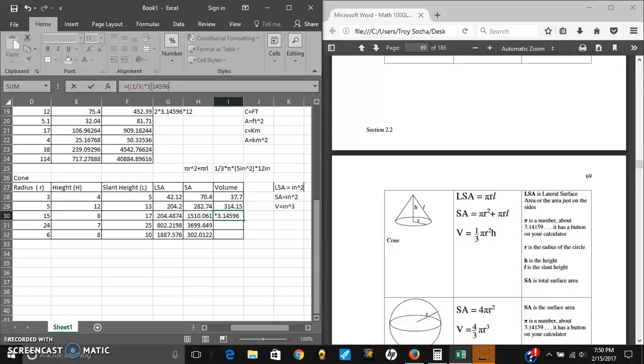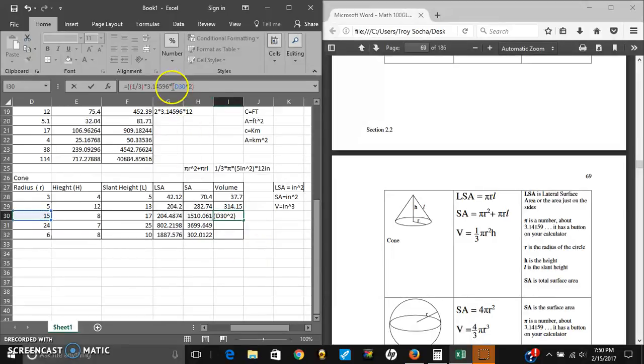Add our pi number. Sorry about that. Add our pi number, and then we take our r squared. I actually got it prepared, put it down. Sorry about that, I appreciate it.